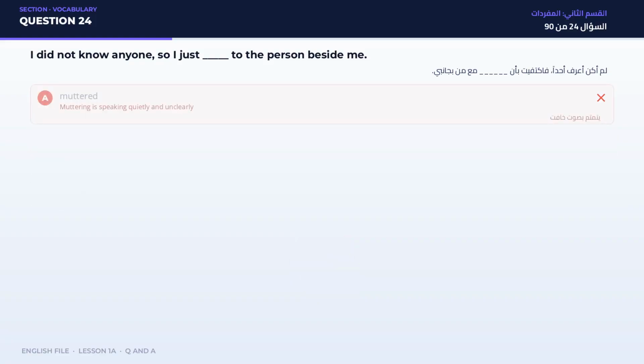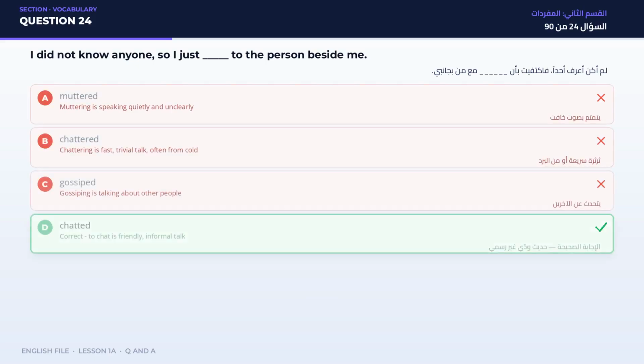The answer is D, chatted. To chat is friendly, informal talk. Not A, muttering is speaking quietly and unclearly. B, chattering is fast, trivial talk. C, gossiping is talking about other people. Question 25.